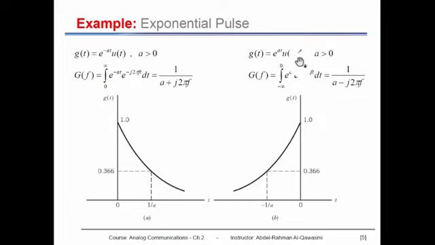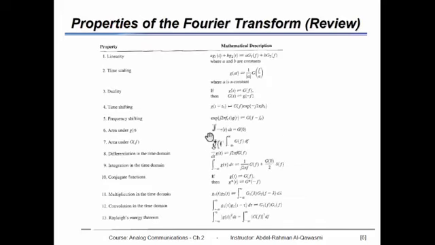So after performing the Fourier transform, we have the result 1 over a minus j2πf. So if we have a decaying exponential, we have the Fourier transform as shown here. If we have an increasing exponential pulse, this is the Fourier transform, as you studied before.